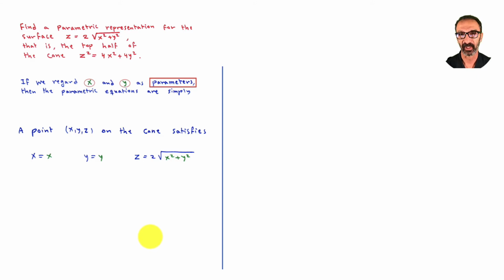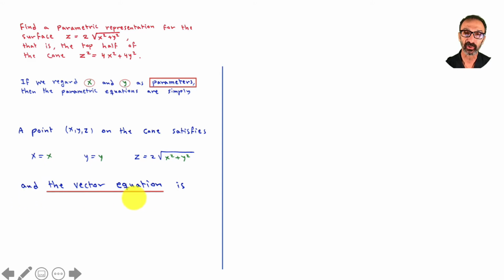This is how we think about parameters. It doesn't always have to be phi and theta or u and v. In this case, we can see clearly, as we are walking on the top half of the cone, as x changes and y changes, we are at a z value which is 2 square root of x squared plus y squared. And the vector equation is x i plus y j plus 2 square root of x squared plus y squared k.